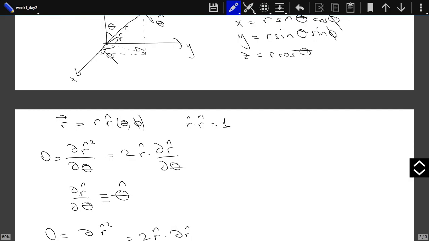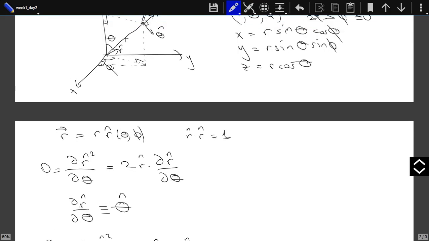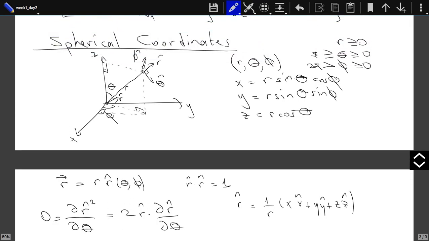Well, what is r hat? Let's start with that one. R hat is 1 over r times x in the x hat plus y in the y hat plus z in the z hat. Right? What is x, y, z over here? So that tells you what r hat is in terms of theta and phi.